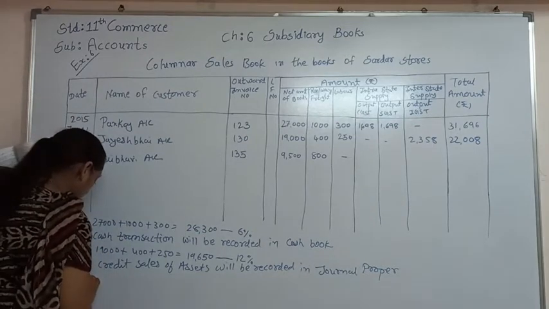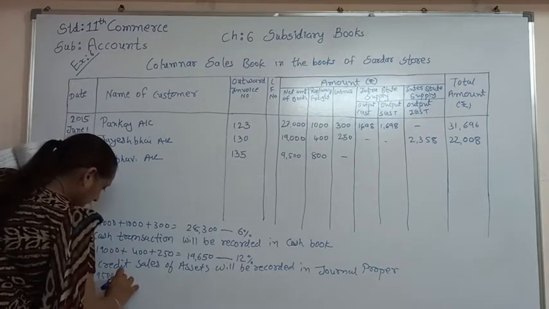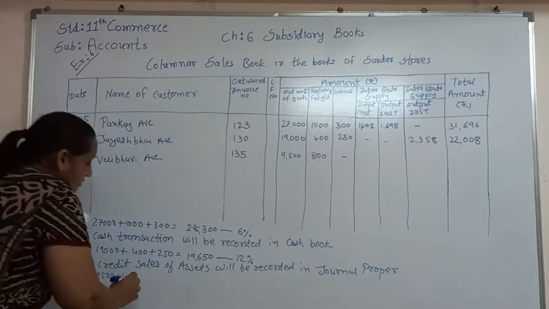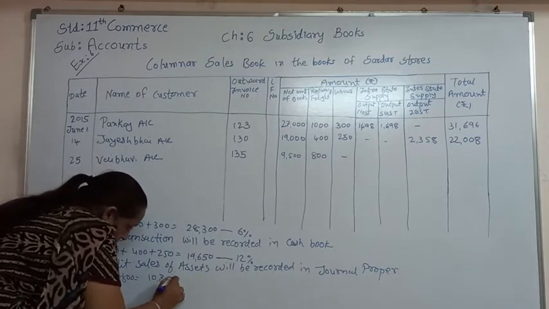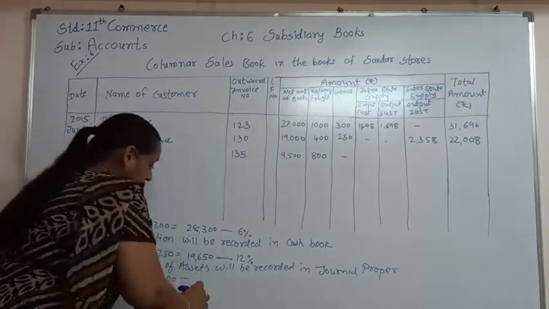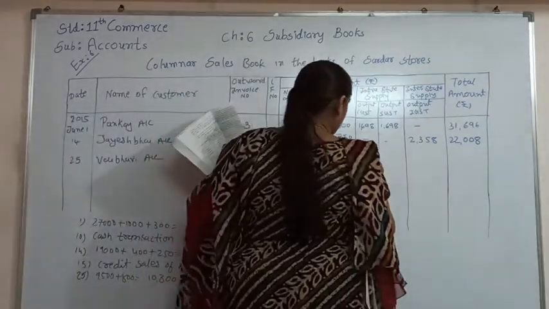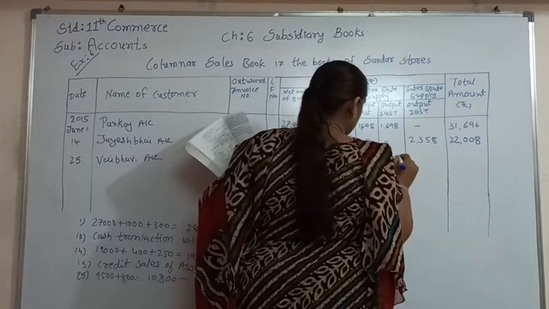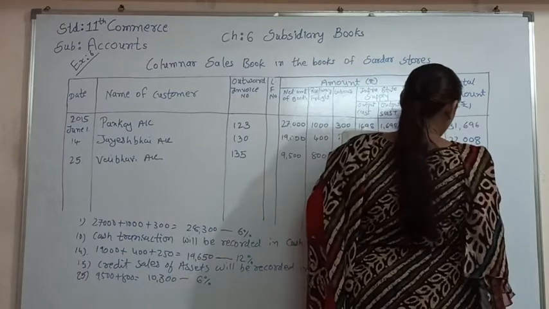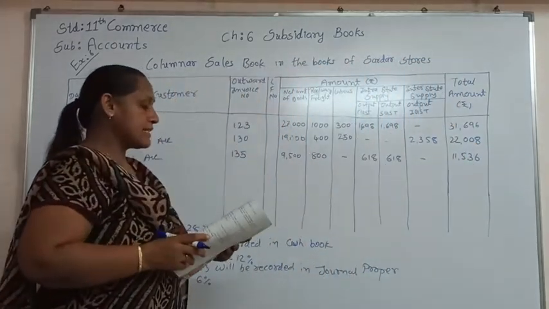So let's calculate GST for that. On 25, 9,500 plus 800, total of that will be 10,300, and on that we are going to calculate at the rate of 6%. So that will be 618, and the total of that will be 11,536.